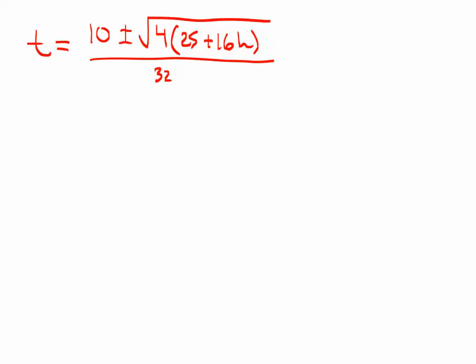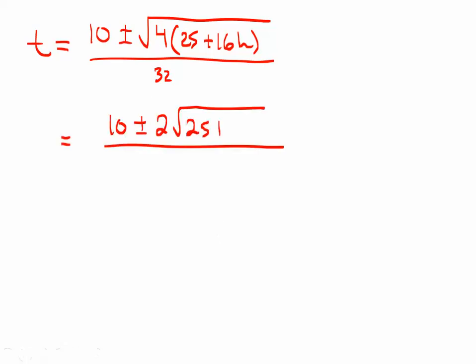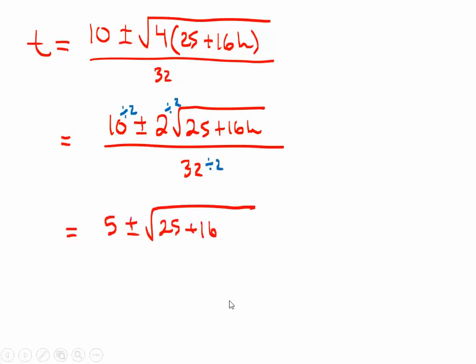I can factor out the 4 now, or not even factor, I can take the 4 out of the square root. Everybody okay with a 2 on the outside? And again, the question is, can I reduce this? Let's do it the fast way here. I'm going to take a number that goes into 10, 2, and 32 at the same time. 2 is good. So 5 plus or minus the square root of 25 plus 16h, over 16.